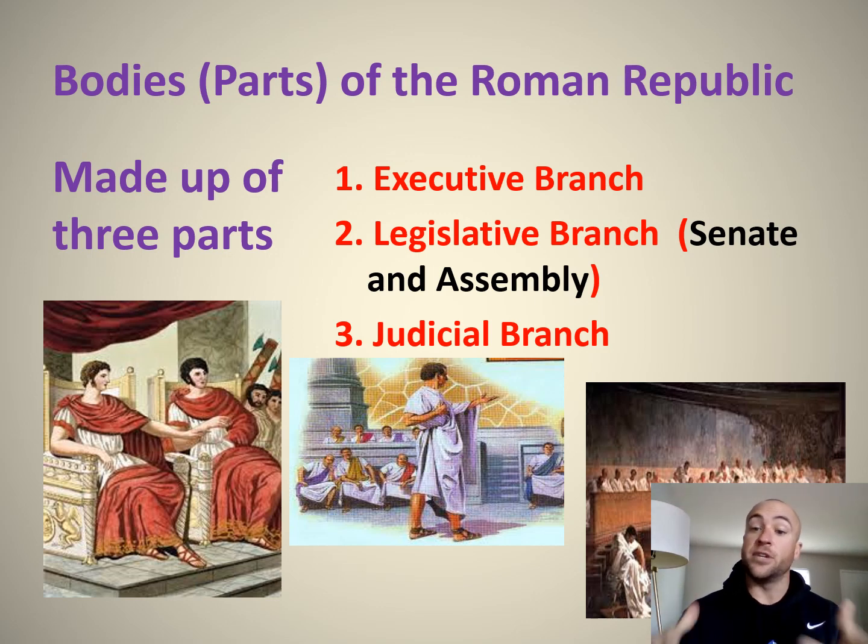Rule of thumb today, if it's in red, you'll write it down on your sheet. The Roman government was made up of three branches of government. We have the executive branch, led by the consul. We have the legislative branch, which was led by the Senate and the Assembly. And then we have the judicial branch. Same exact thing in the United States.